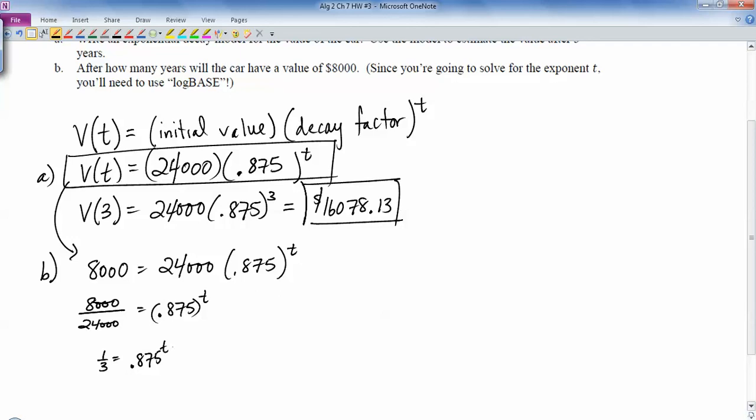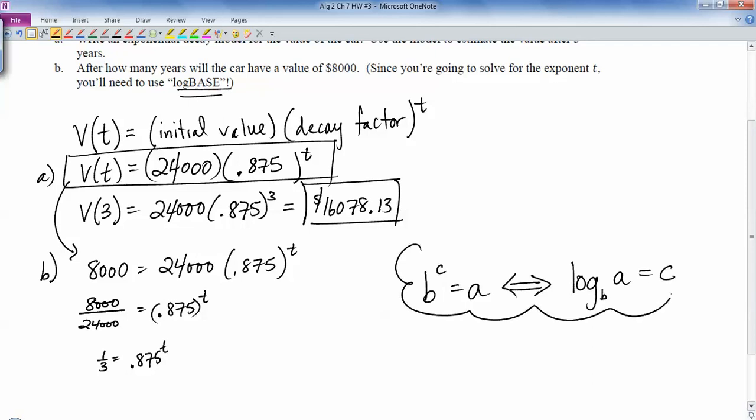And then at this point, you got to isolate the t somehow. So remember, the hint here is you're going to have to use log base. And anytime you're solving for the exponent, you should remember this rule. If you have b to the c equals a, then that can turn into log base b of a equals c. That's the key right here. Okay, you turn exponential form into log form.